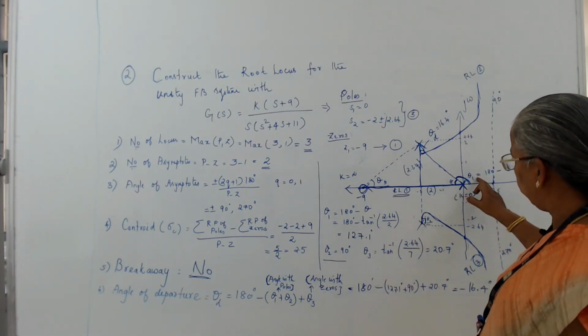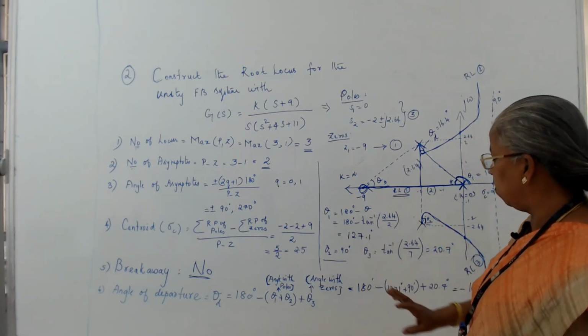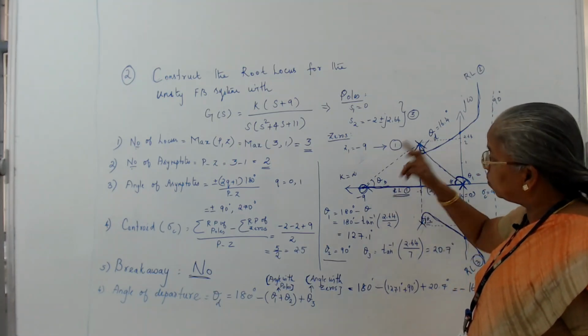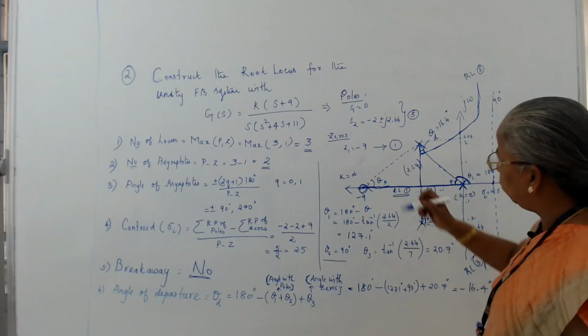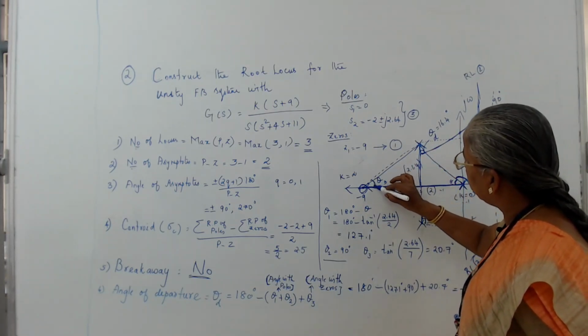Theta 1 I have calculated. Theta 2, I already told, is 90 degrees. Similarly, I need to calculate the angle made with the zero, that is theta 3. What is theta 3? Now I need to take this triangle, and then calculate this theta.